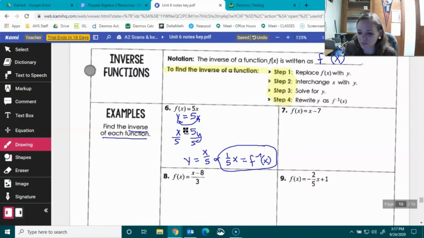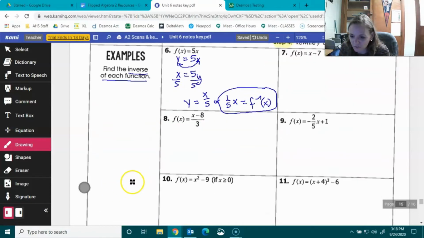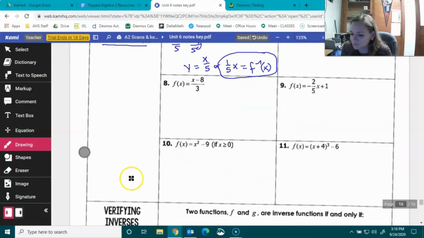Alright, let's do one more together just to verify. That one looks kind of easy. Let's do one like number 8. Okay, so first step is replace this with the y. Okay, next step is swap the x and y. And then now we want to isolate y. When you have it like this, this is a grouping within a grouping, and you got to get rid of this first. So the opposite.